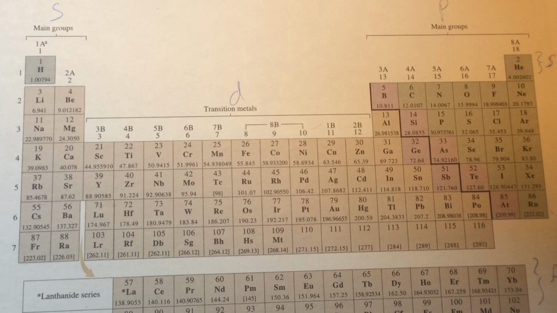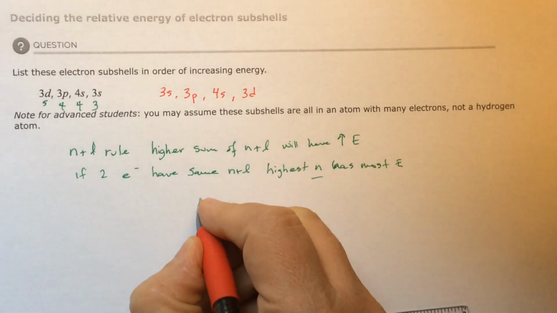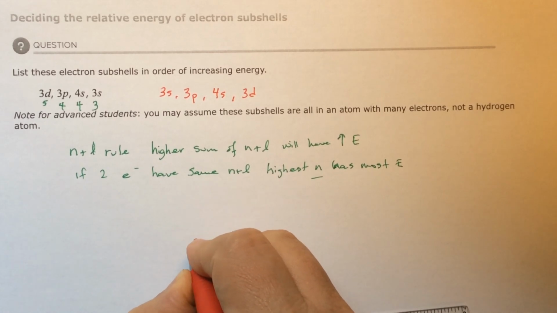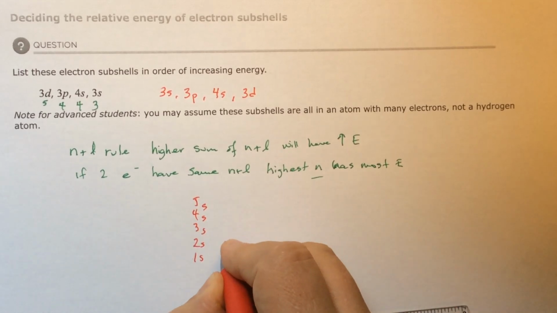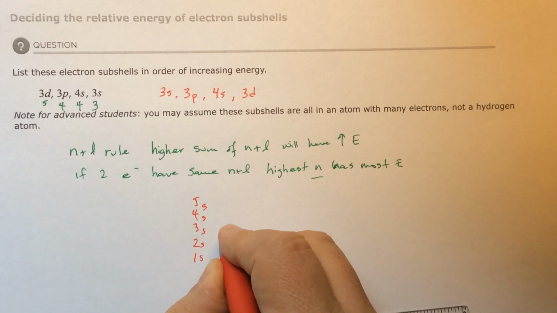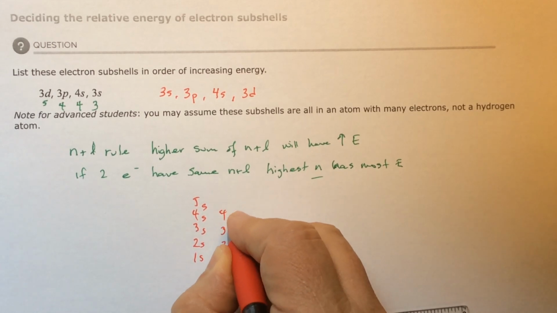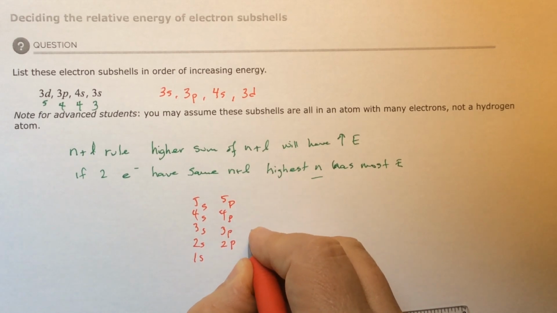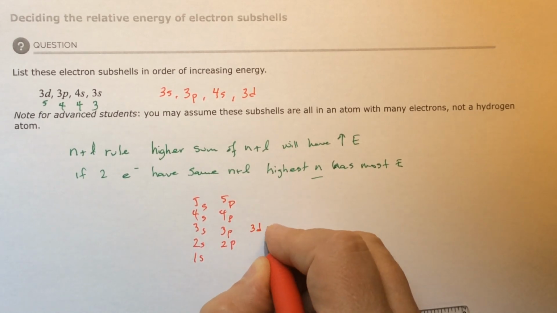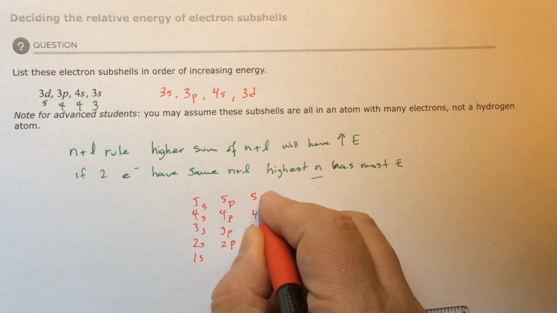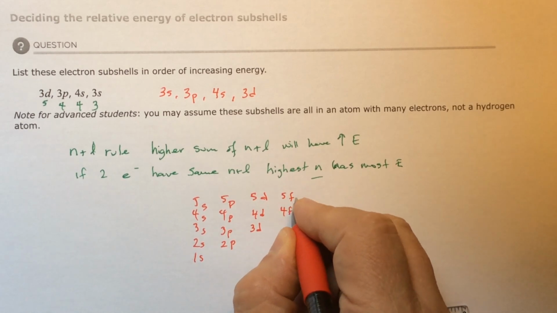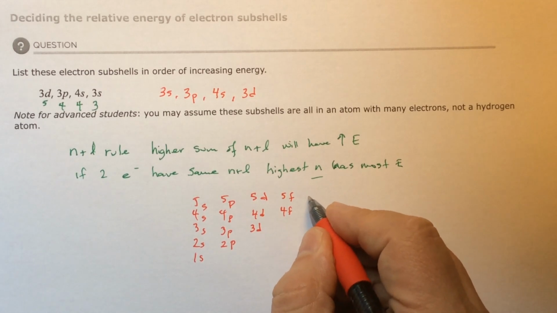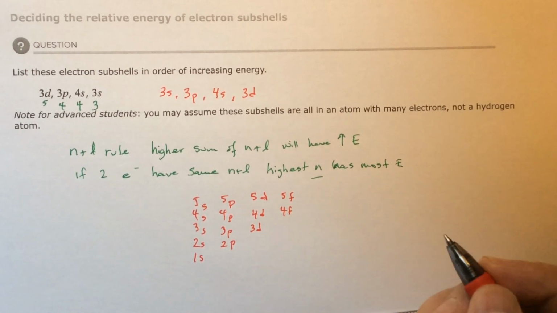A picture that might be useful to make sense of this is if you were to simply draw 1S, 2S, 3S, 4S, 5S, and then 2P, 3P, 4P, 5P, then go up to D, 3D, 4D, 5D, then F, 4F, 5F, and then there would be a G here, except that we've run out of elements. We don't need it, but it's that same idea.